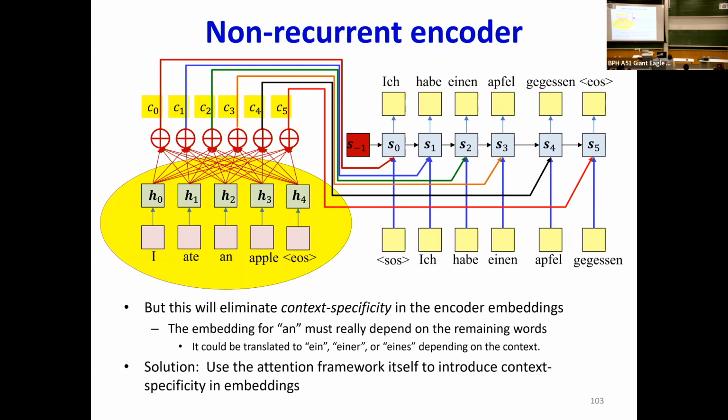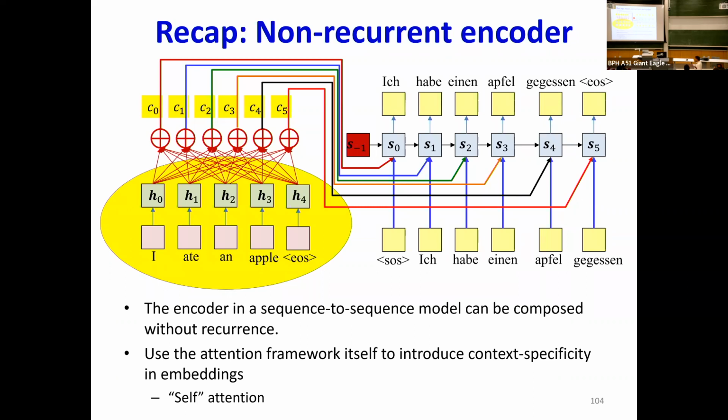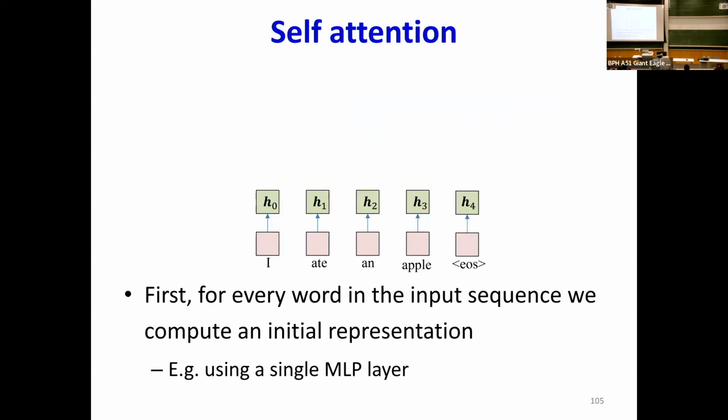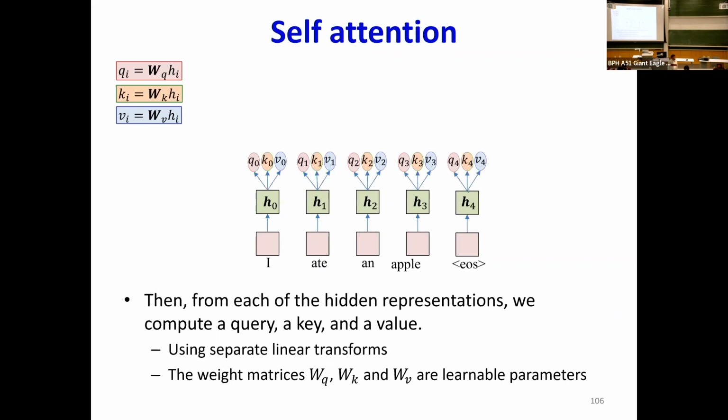So how do I reintroduce this dependence on the input without explicitly having the recurrent structure in the network? I can do this by using the attention mechanism itself. So this is what we will call self-attention. Here's what we will do. For every word in the input sequence, I just compute an initial representation, isolated. Then from every one of these hidden representations, I'm going to generate 3 vectors: one is a key, the other is a value, and the third is a query.